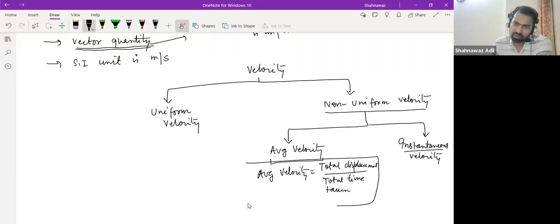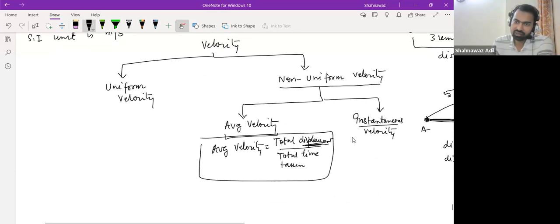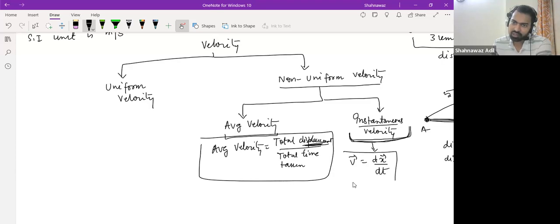So in the place of distance, we have displacement. This is the only difference. But if we are in one dimension, then these are also equal, so average velocity would be equal to average speed. And then we have instantaneous velocity. What is instantaneous velocity? Instantaneous velocity v is dx by dt. So this is the instantaneous velocity.